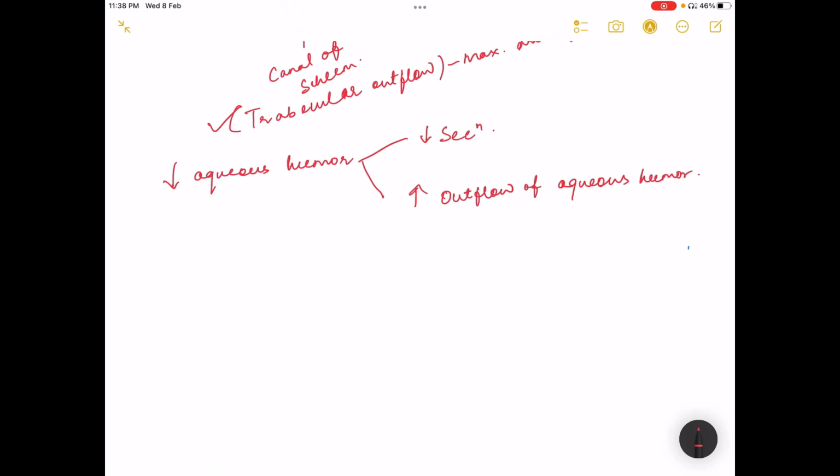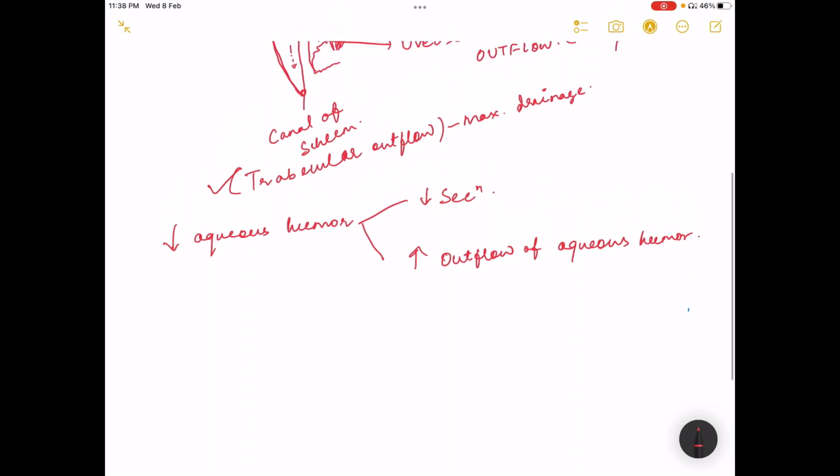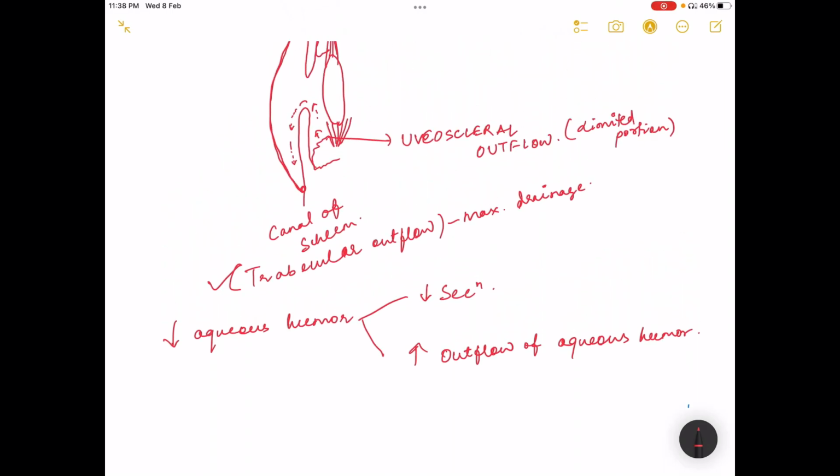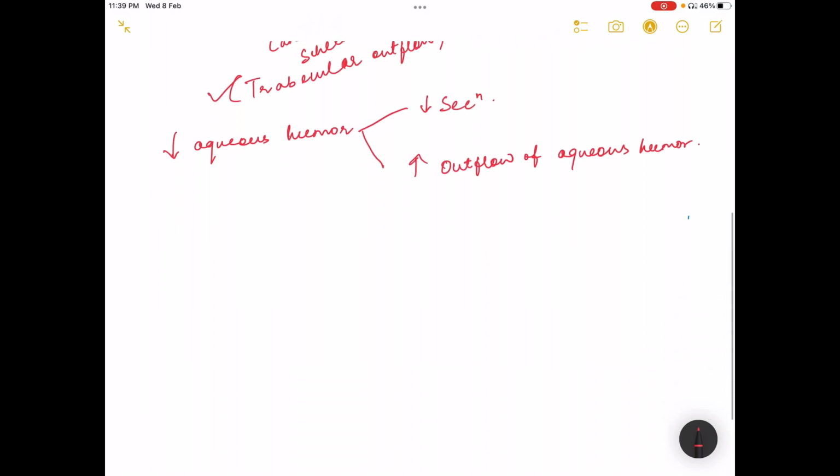So, how do we decrease the secretion of the aqueous humor? This aqueous humor is secreted by the ciliary body, as we have already discussed. The ciliary blood vessels bring blood to the ciliary body, and the blood in these vessels is filtered to form the aqueous humor. So if there is vasoconstriction of these blood vessels, less blood will come and there will be less aqueous humor production.